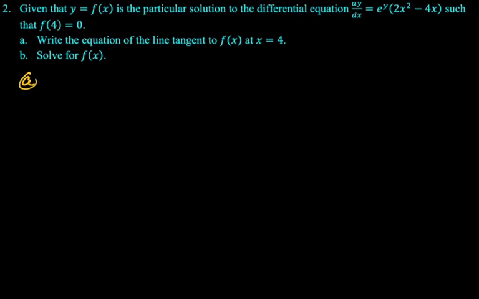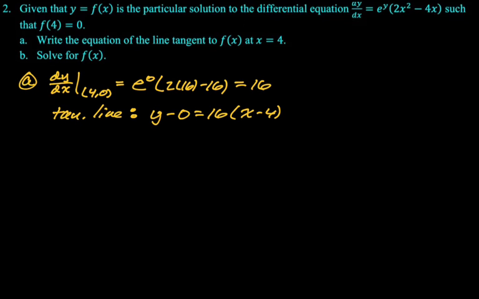All right, we need to know the slope. So dy/dx when x equals 4, and at x equals 4, y is equal to 0. We need both because this is sort of an implicitly defined thing. It's got x's and y's. So it's going to be e to the 0 times the quantity 2 times 16 minus 16, which is just 16. So our tangent line, because we know the ordered pair is (4, 0), is going to be y minus 0 equals 16 times the quantity x minus 4. And just leave it. All right, part B, solve for f of x.